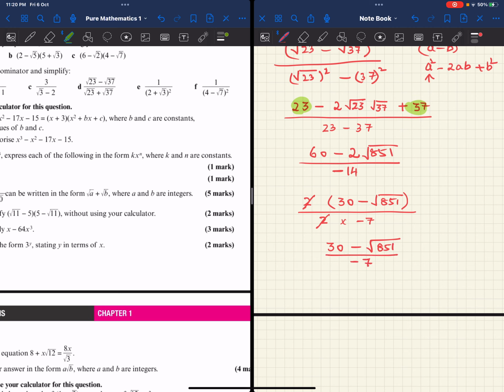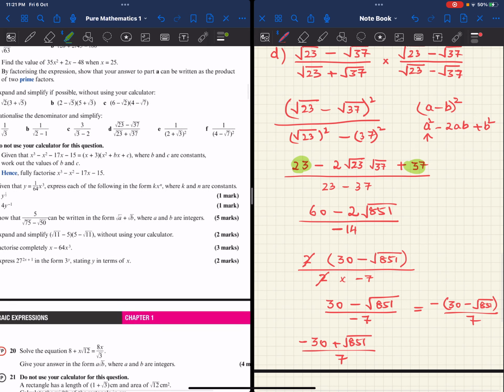Once again, the answer may be left at this point, but it's better to not leave the minus sign in the denominator and push it to the numerator. So we have minus of 30 minus root 851 all divided by 7, which is minus 30 plus root 851 divided by 7. So that is the answer for part D.